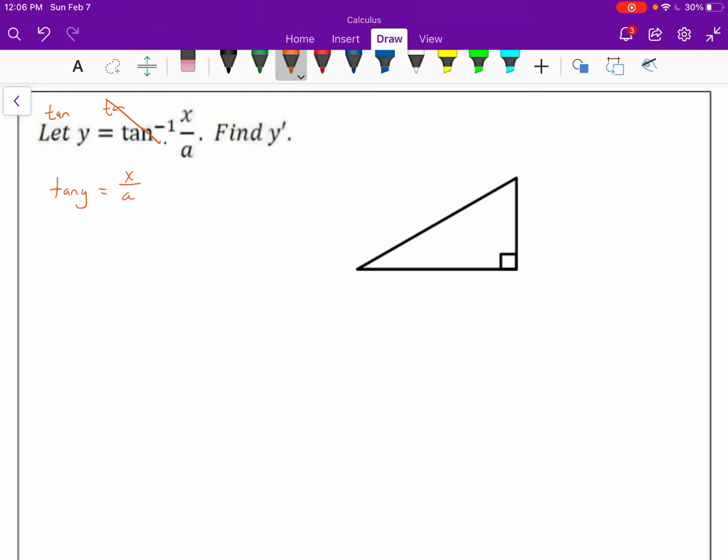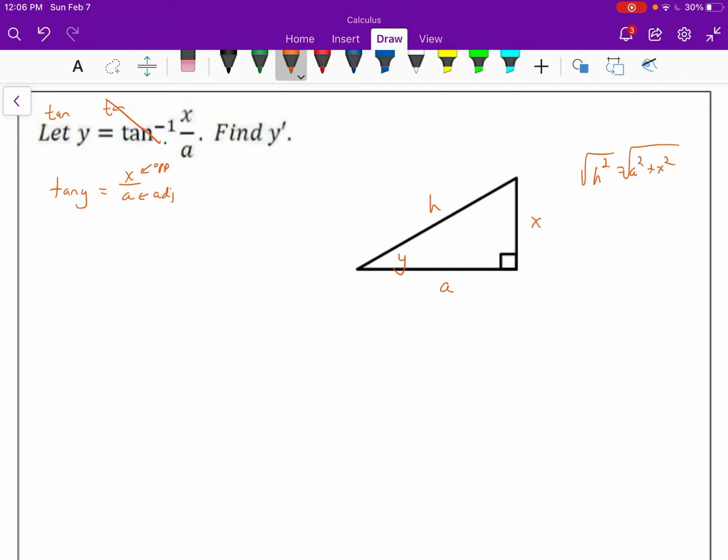But this time, x and a don't involve the hypotenuse. They actually have to do with the opposite and the adjacent. So here's angle y, opposite is x, adjacent is a. The hypotenuse is going to be, let's just call it h for now, h squared equals a squared plus x squared. Take the square root of both sides, and we have h equals the square root of a squared plus x squared. Now we're going to differentiate.